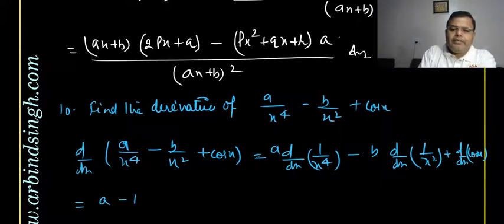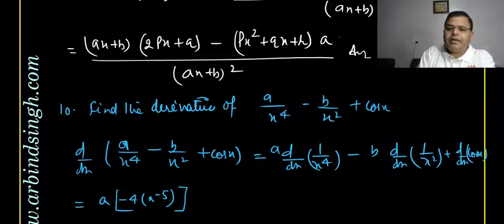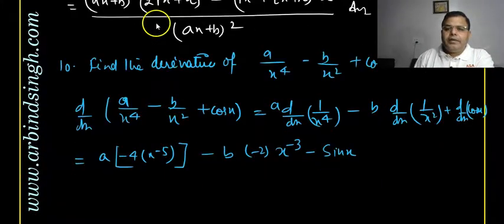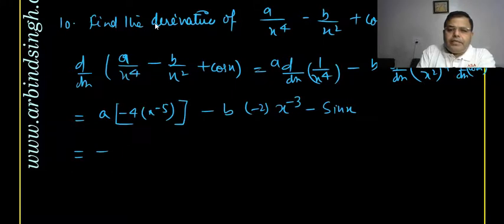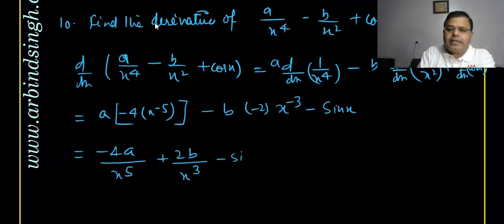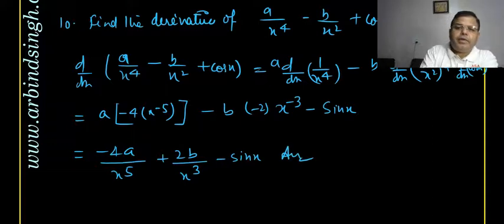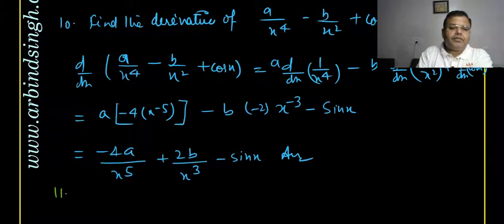A, and this is minus 4x to the power minus 5, the derivative of that will come. B times x to the power minus 2, so it will be minus 2x to the power minus 3. And the derivative of cos x is minus sin x. So we'll write here minus sin x. The answer will be minus 4a upon x to the power 5 plus 2b upon x to the power 3 minus sin x. Okay. And question number 11 is there.